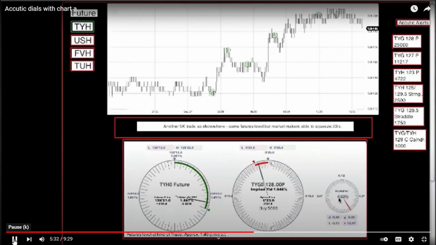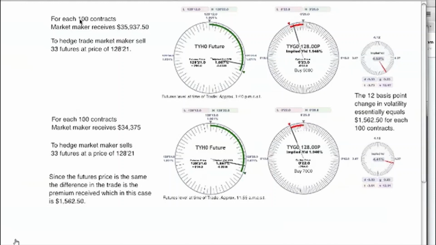A lot going on here. Selling the option at a volatility level of 4.53 on 100 contracts is $1,562.50 more profitable than selling at a volatility level of 4.41. Because the futures prices have not moved, the hedges are equal.